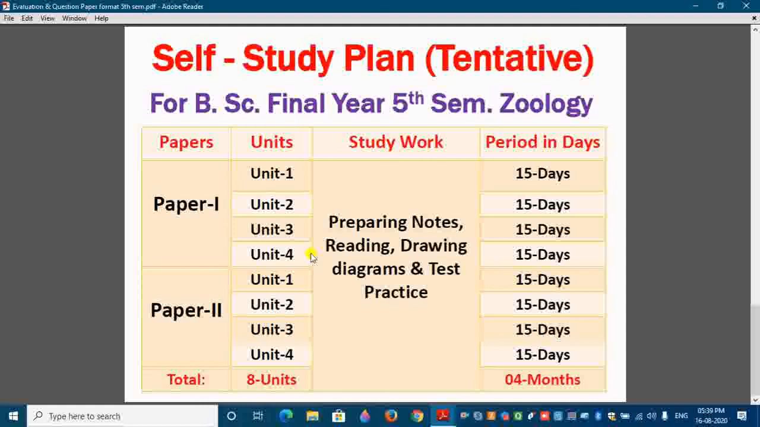and then you can prepare your notes, then read thoroughly and deeply, practice drawing the diagrams, and you must attend all tests which are conducted by your colleges by offline or online method. And in this way you can do your study for the 4 months of zoology for the 5th semester of BSc final year in the subject of zoology. Thank you. In this way you can complete your study for the 5th semester.